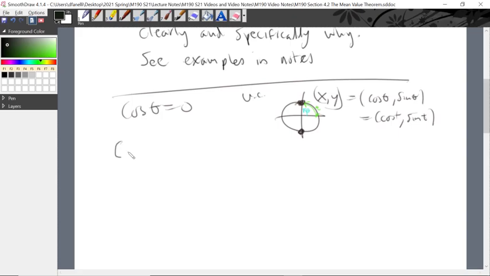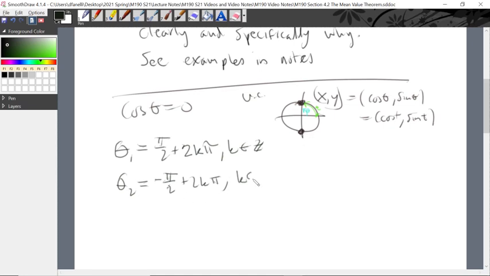All right, so some values of theta that would make this true. We could say theta 1 is equal to pi over 2 plus 2k pi, or k times 2 pi, where k is any integer. And for the other point, we could say 3 pi over 2, or negative pi over 2, for example. There's an infinite amount of those angles that would get us to this point. So negative pi over 2 plus 2k pi. But we can also combine these two solutions into one set. They're separated from each other by symmetry by pi. So we can say theta is equal to pi over 2 plus k pi.